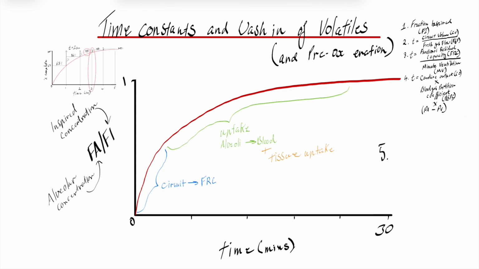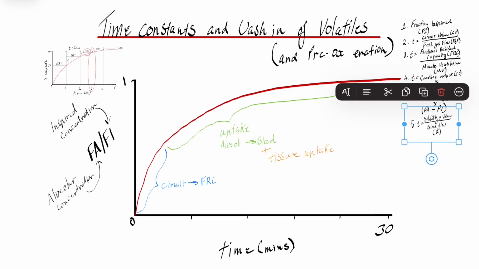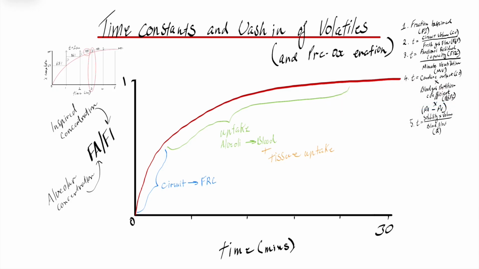The fifth step is the time constant for tissue uptake, and this is solubility of the gas or the volatile within the tissue times the volume that the tissue occupies within the body divided by the blood flow through the tissue. The 4 key compartments to be aware of are the vessel-rich group, muscle, fat, and the vessel-poor group. So let's just start at step 1 and apply this to our graph here.